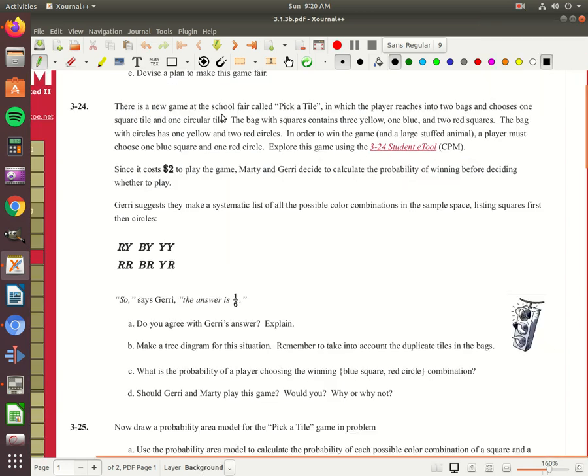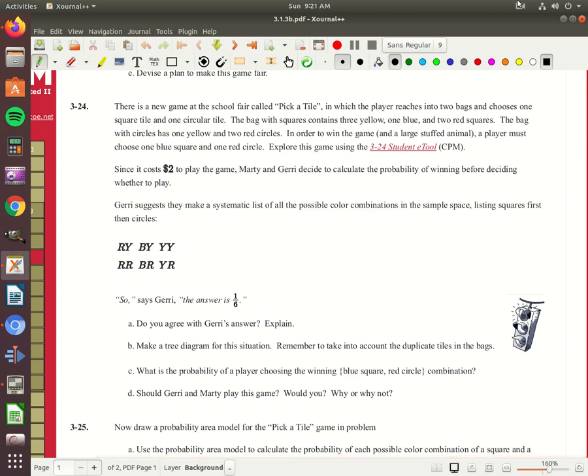Game at the school fair called Pick a Tile, in which the player reaches into 2 bags and chooses 1 square tile and 1 circular tile. The bag with squares contains 3 yellow, 1 blue, and 2 red squares. The bag with circles has 1 yellow and 2 red circles. In order to win the game and a large stuffed animal, a player must choose 1 blue square and 1 red circle. Explore this game using this tool.